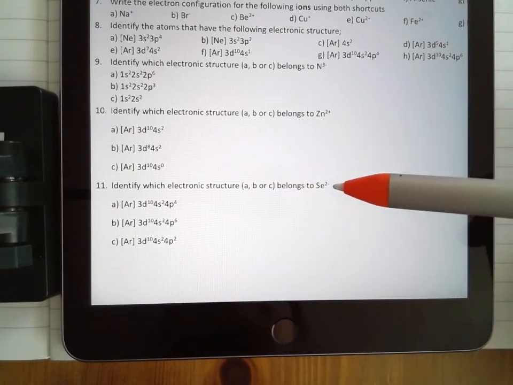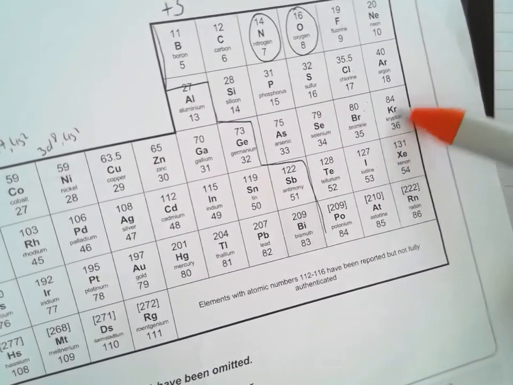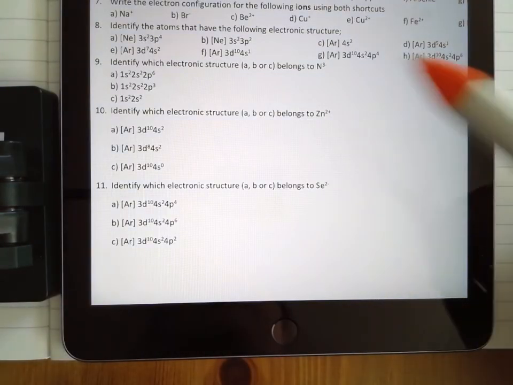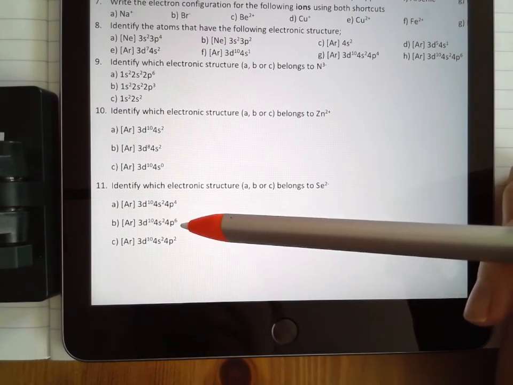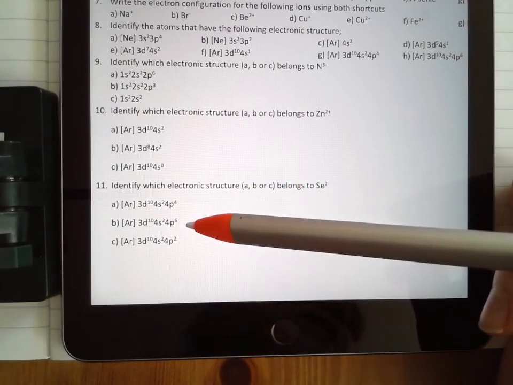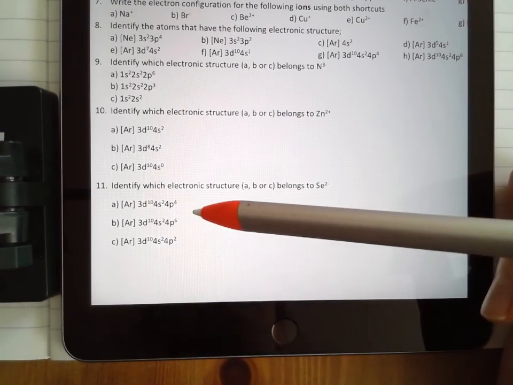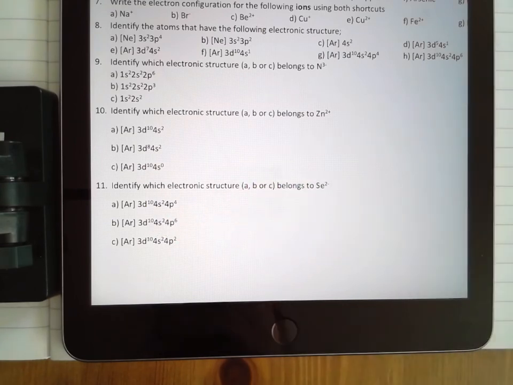And the last one, selenium 2-. Selenium is here in group 6. When it gains 2 electrons, it's going to form the same electronic configuration as krypton. So again, I'm looking for an entirely full 4th shell. So I've got argon, I should have 3d10, 4s2, 4p6, which is going to be here. It's going to be B. Okay, you can add up the number of electrons that you're supposed to have. You will see that it's supposed to have 36 electrons. The argon accounts for 18, so you need another 18 electrons. 10 and 2 is 12 and 6 is 18. Okay, so B is going to be your correct answer there.